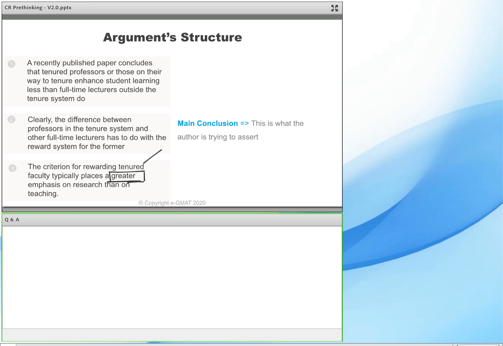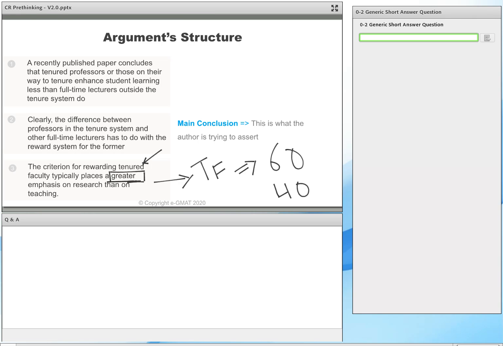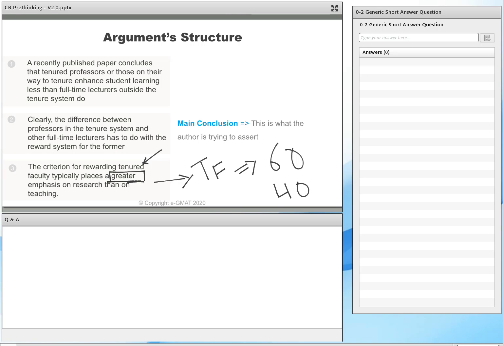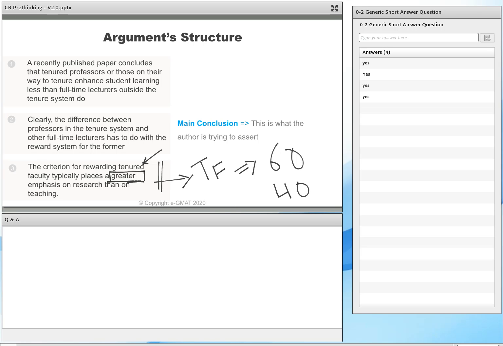The criteria for rewarding whom? Tenured faculty typically places a greater emphasis on research than on teaching. So what it's saying is, for tenured faculty, let's call them TF, and forgive my handwriting, it's really bad, there's about 60% emphasis on research and 40% on teaching. Hypothetical numbers again. Why? Because it's a greater emphasis on research and less on teaching. That's what this statement is saying. Or 70% on research, 30% on teaching, or 55% on research and 45% on teaching. Is that clear to those 30% over here? Is that clear? We don't know anything about the reward system for full-time lecturers over there.